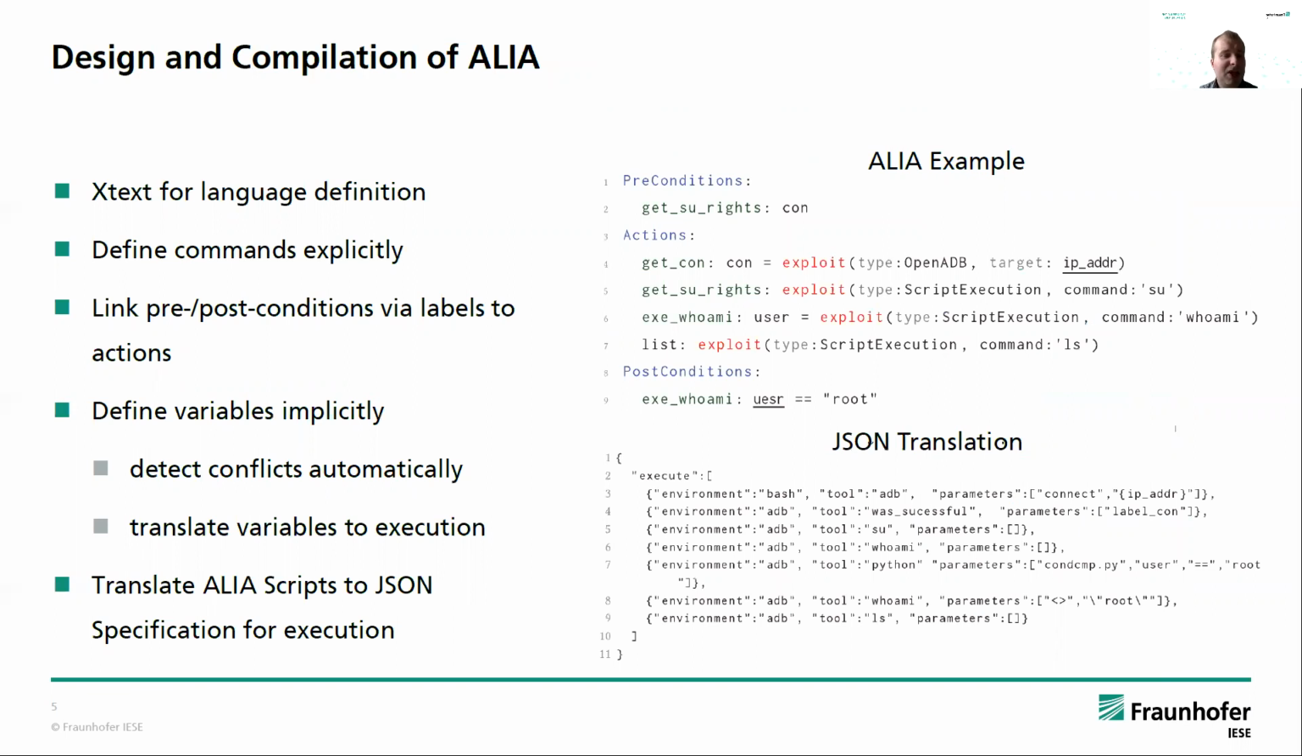ALEA has been implemented with the Xtext framework. It is an Eclipse-based framework for defining DSLs. Within the framework, we define commands explicitly, and we link pre- and post-conditions via labels to actions. We also define that we have variables which are defined implicitly. A variable may be an auxiliary variable or system variable. The definition of variables helps us to detect conflicts automatically and to translate variables to executables.